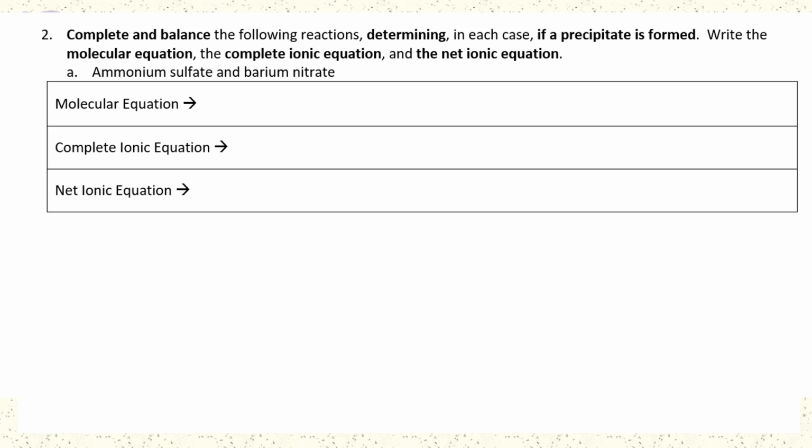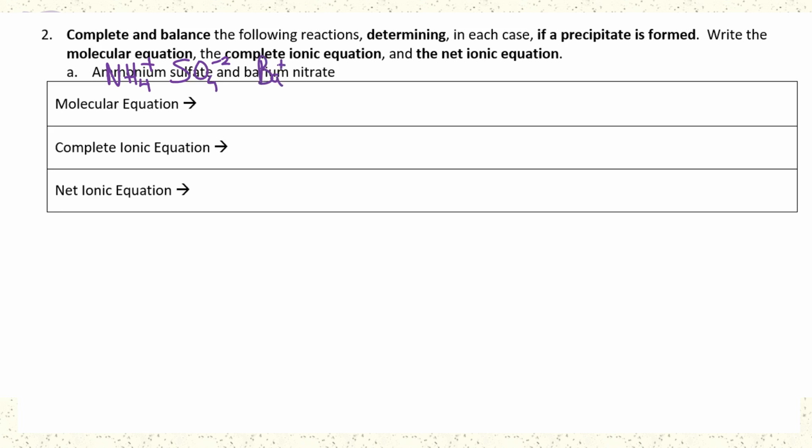All right, so it says complete and balance the following reactions, determining in each case if a precipitate is formed. Write the molecular equation, the complete ionic, and the net ionic. All right, so I have ammonium sulfate and barium nitrate. All right, things we need to know. Ammonium, that's NH4 with a +1, right? Sulfate, SO4 -2.